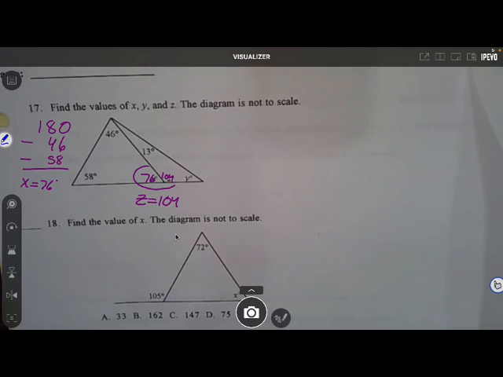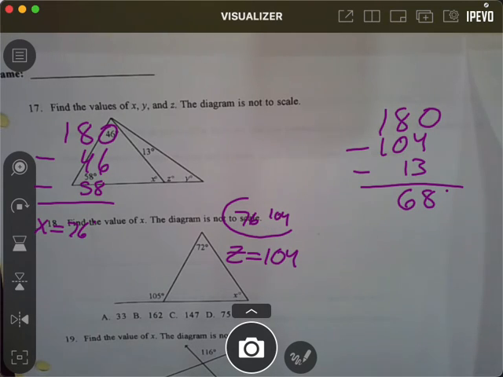Y. And again, what do they add to? 180. So I'm just going to take 180 and subtract those two angles, 104 and 13. What do you get for that one? That'd be 117. That'd be 63. 68? What did y'all get? 68? Okay. Do we get that? So again, it's all adding to 180. Yes, it should be 63. Oh, it is 63. Oops.